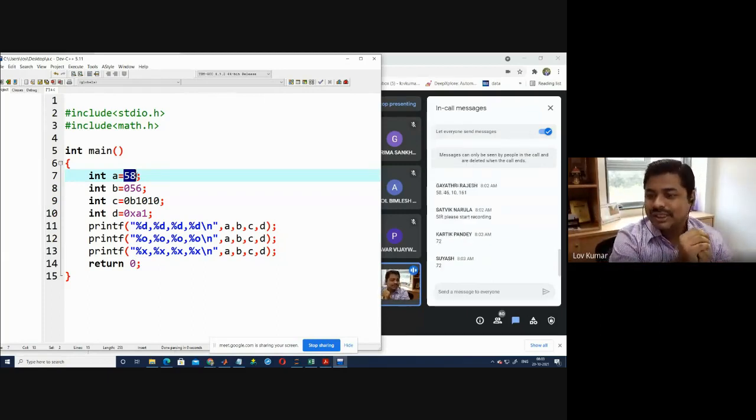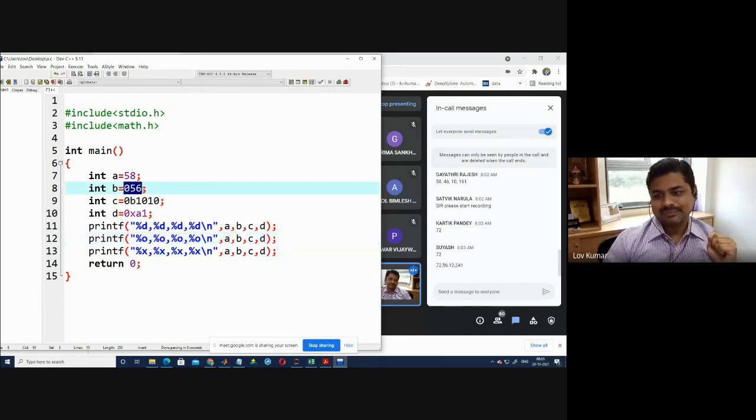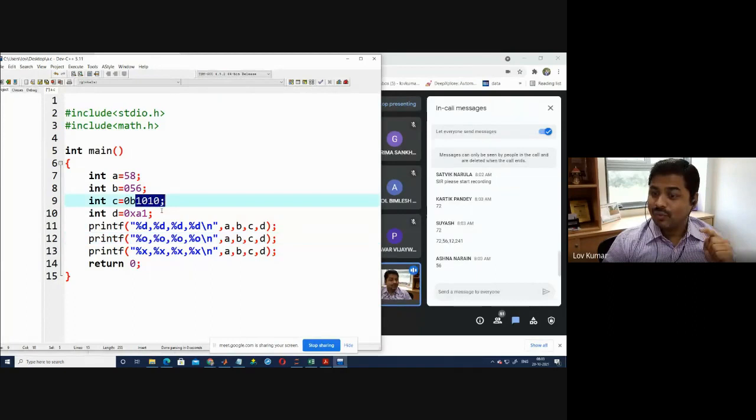Okay. So some students are saying 72, right? So it will print 72. Now the second one, what is the octal representation of 056? What is the octal representation of 10? 12. And what is the octal representation of 161? You are saying 240. Same like that, when you write %x, it will represent the number in hexadecimal format.